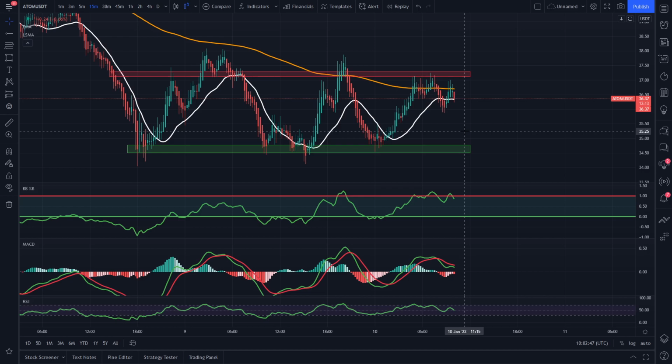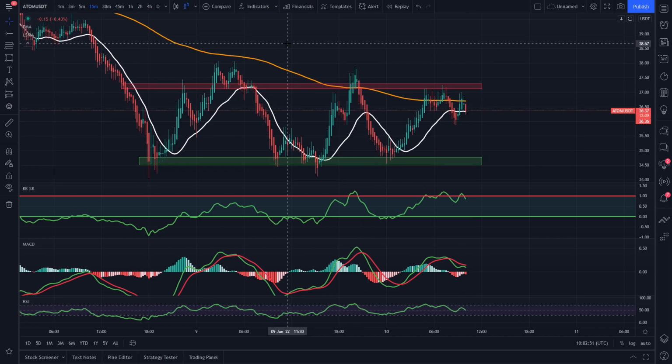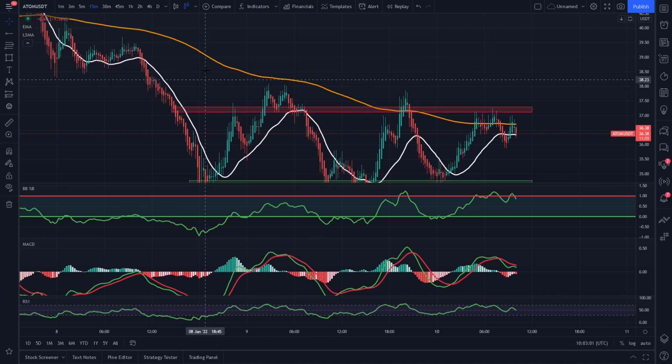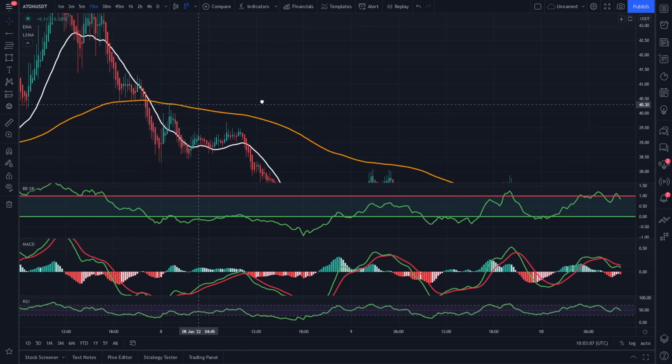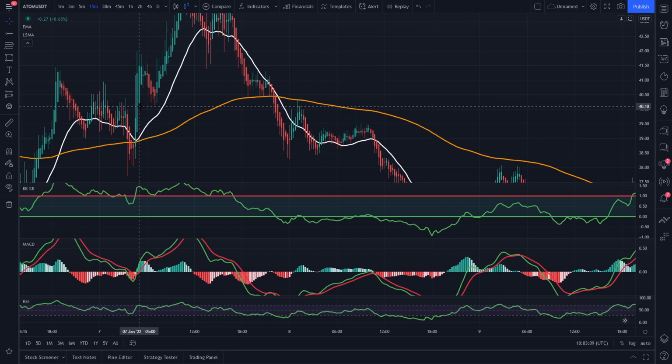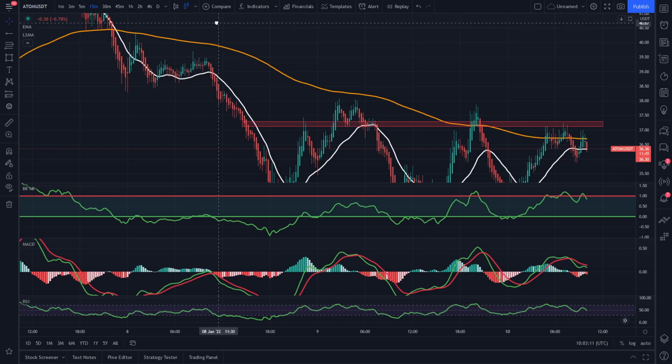Right. So let's look. Now, what I recommend you, if you are a beginner trader, do not take signals in the opposite direction of the trend. So if the candles form below the orange line, which is the EMA 200, you should always be looking for sell. If the candles are above the EMA 200, you should always be looking for buy signals.